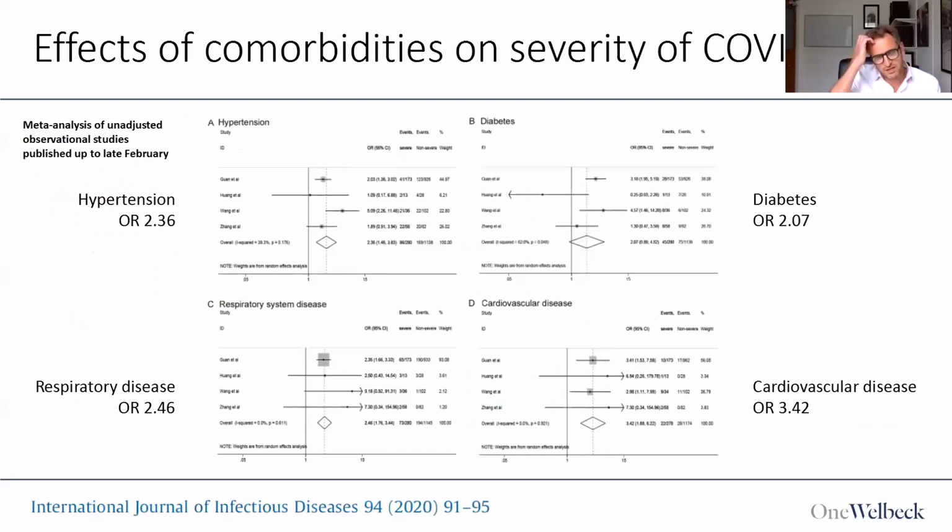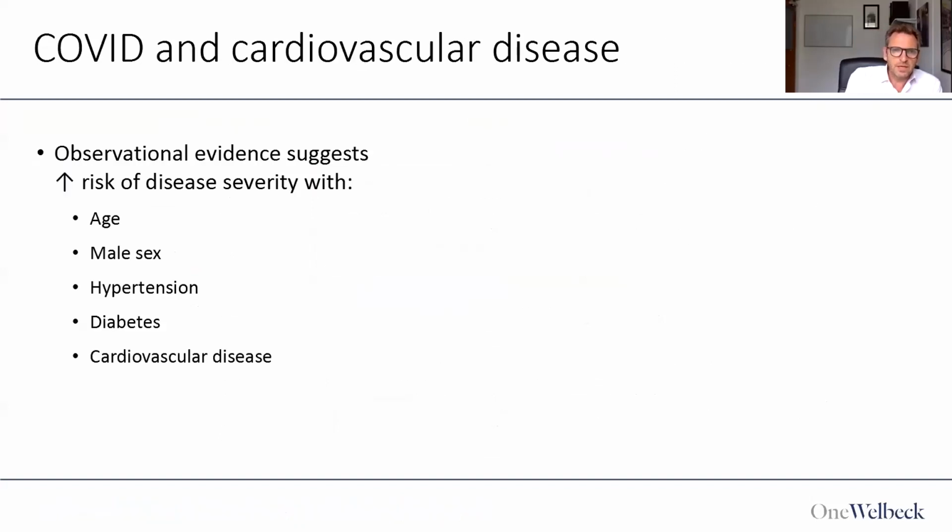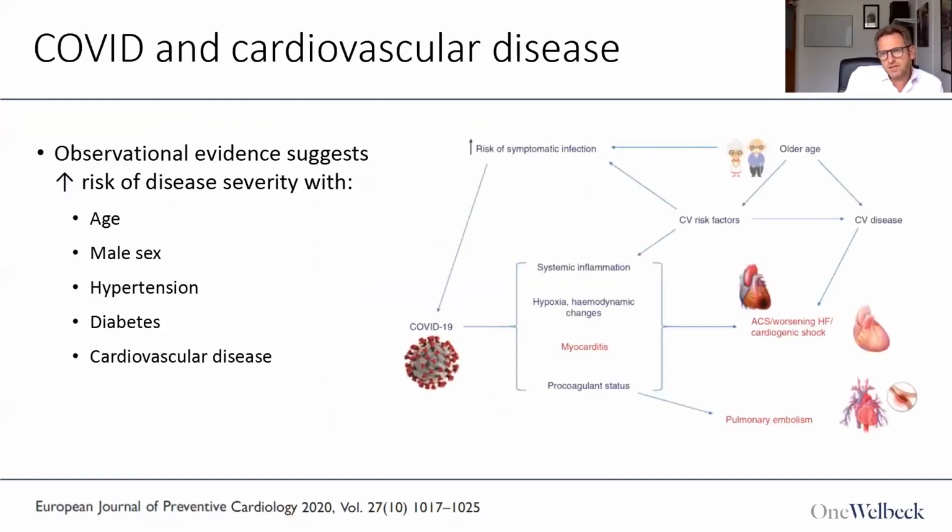So these are early data from Chinese studies up to the end of February, and these are all unadjusted observational data, but all of them suggesting that high blood pressure, diabetes, respiratory disease, and cardiovascular disease increase the risk of severe COVID.